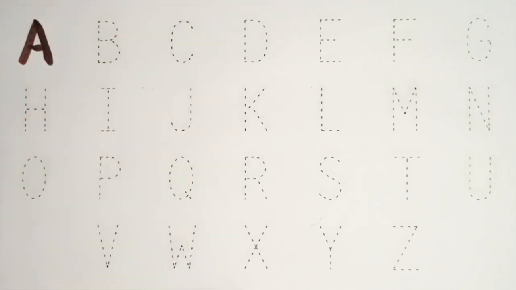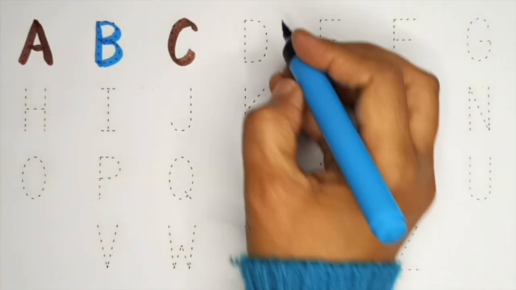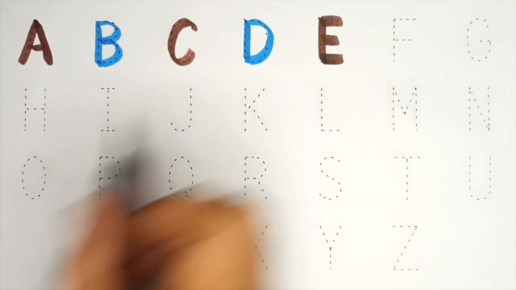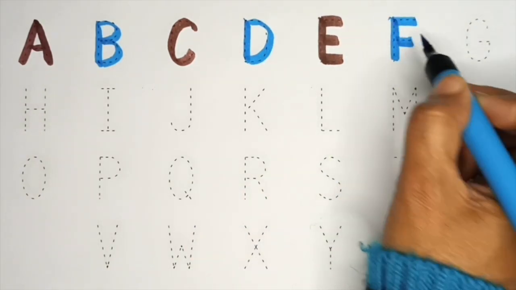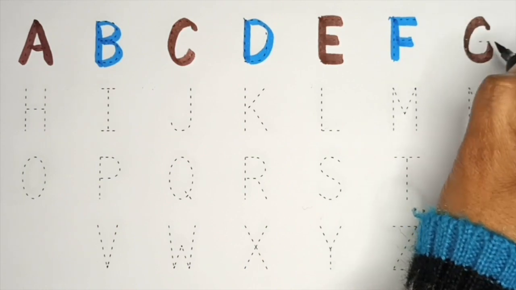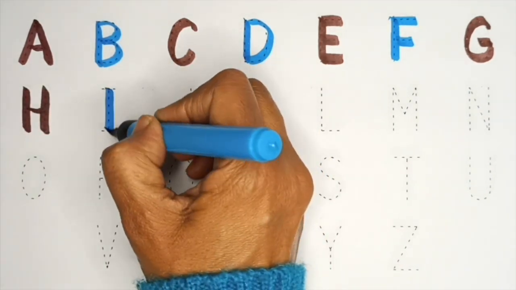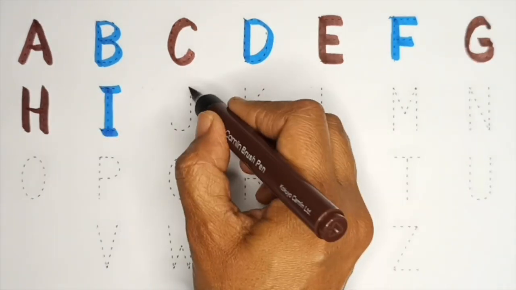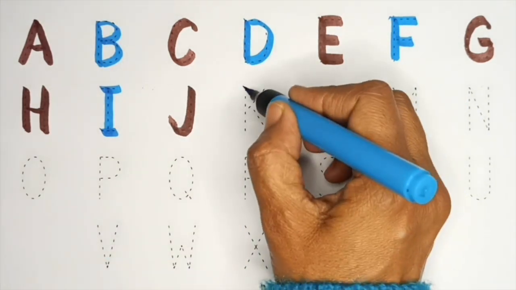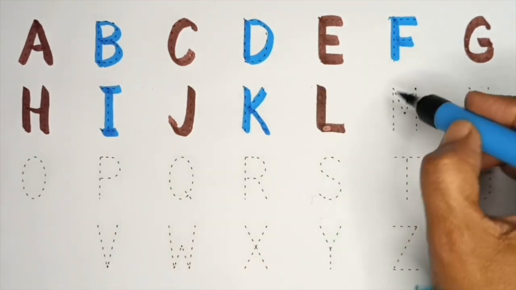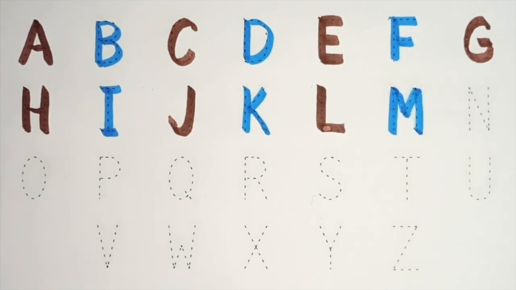A for apple. B for ball. C for cat. D for dog. E for elephant. F for fish. G for grapes. H for hen. I for ice cream. J, J for jug. K, K for kite. L, L for lion. M, M for monkey. N, N for nest.